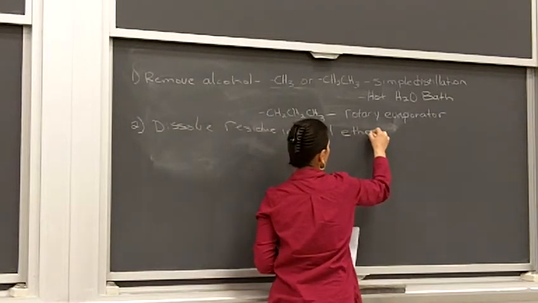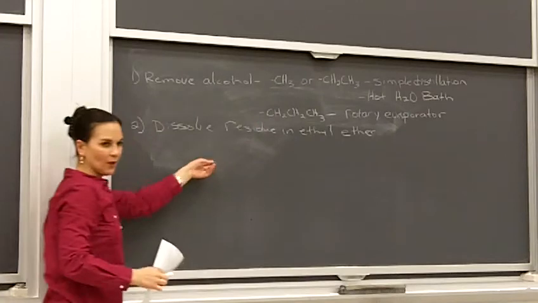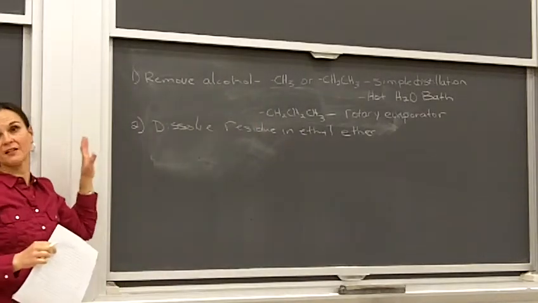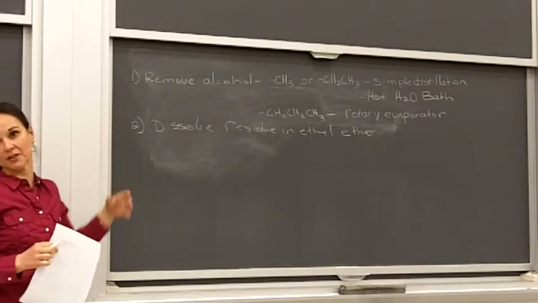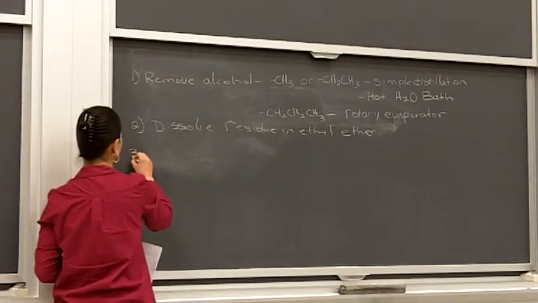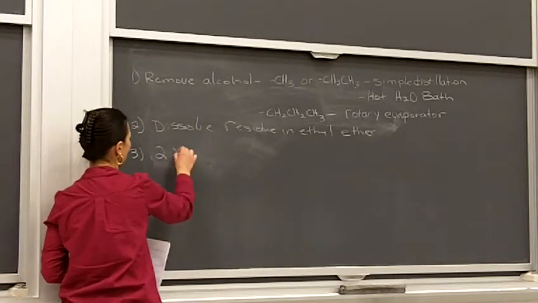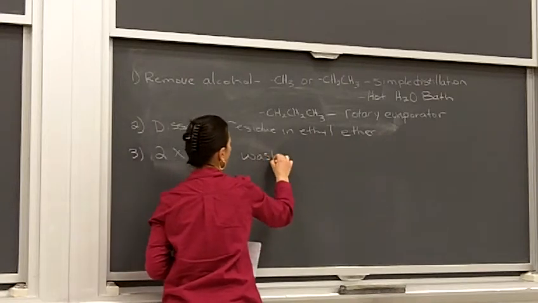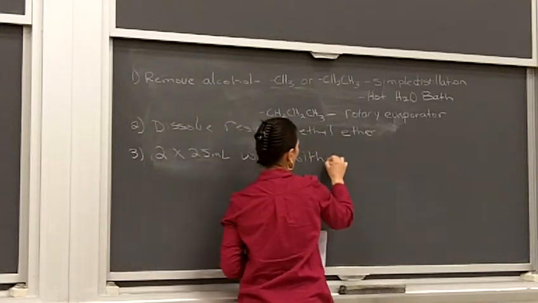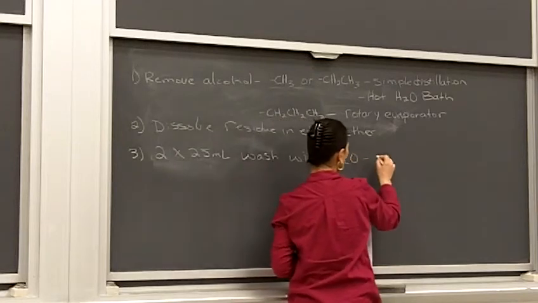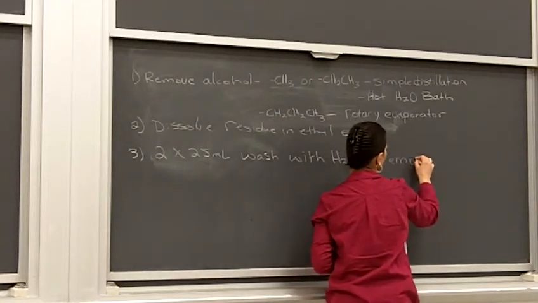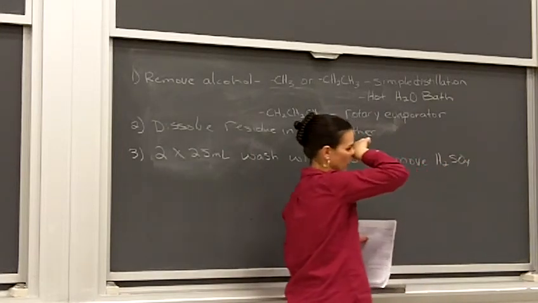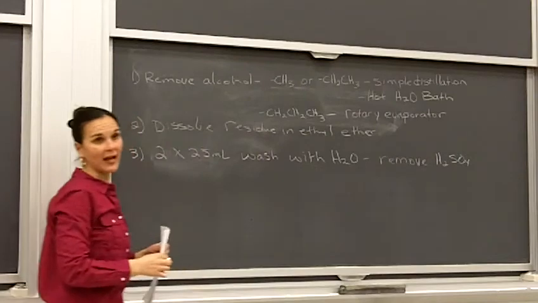And the reason for that is just that is our solvent for our workup, okay? And then we're going to go through a series of washes to get rid of things that are still in our reaction mixture, okay? So the first thing we're going to do is we've got 2 by 25 milliliter wash with water, and that's going to help remove a lot of the sulfuric acid that is present, okay? Because we haven't done anything to make it not acidic, all right?